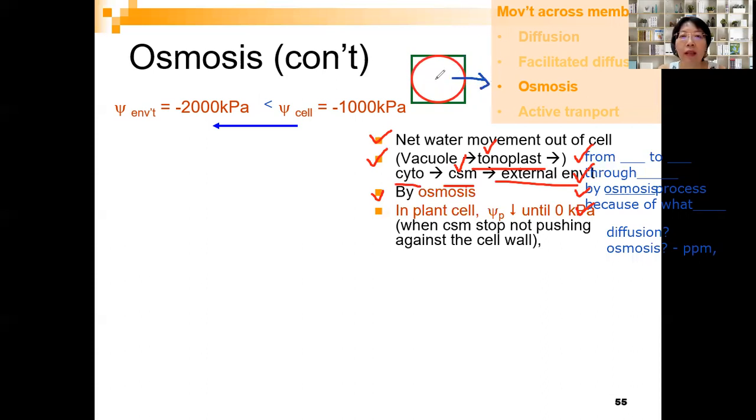Okay, why? Because there's a water potential gradient, right? Outside, the external fluid has got a lower water potential than the inside of the cell, right?